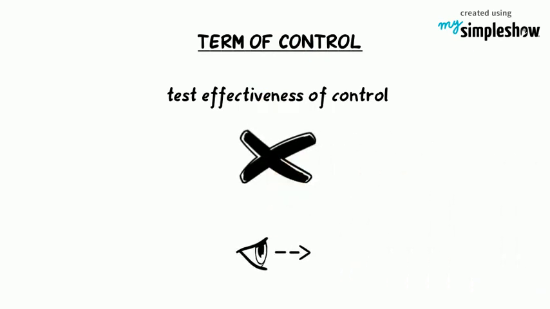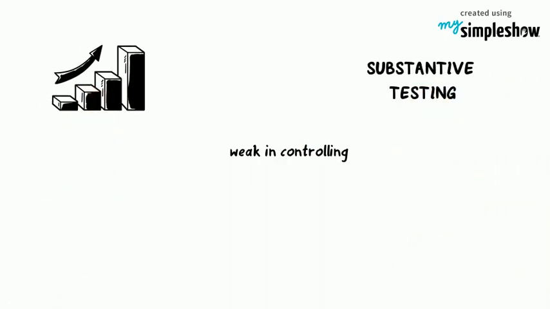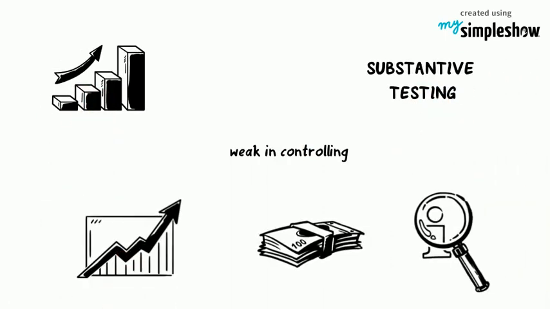Test of control. An audit procedure is to test the effectiveness of controls used by the client entity to prevent or detect material misstatement. If the test reveals that controls are weak, the auditor will enhance their use of substantive testing, which will increase the cost of the audit.